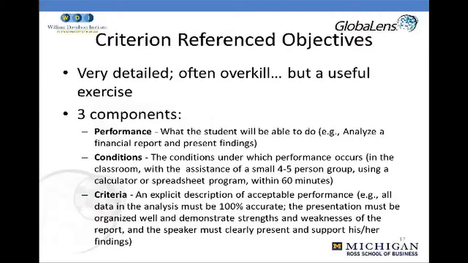I just want to throw this term out here, criterion referenced objectives. This is the most complex type of teaching objective. It's very detailed. Writing these out as a component of your case study is very frequently overkill, but if you go through the exercise to see what assumptions you're making in terms of especially the conditions that you want the students to perform the task under and the criteria by which you're going to evaluate them, you can come up with a very good teaching objective, and it's focused on the performance.